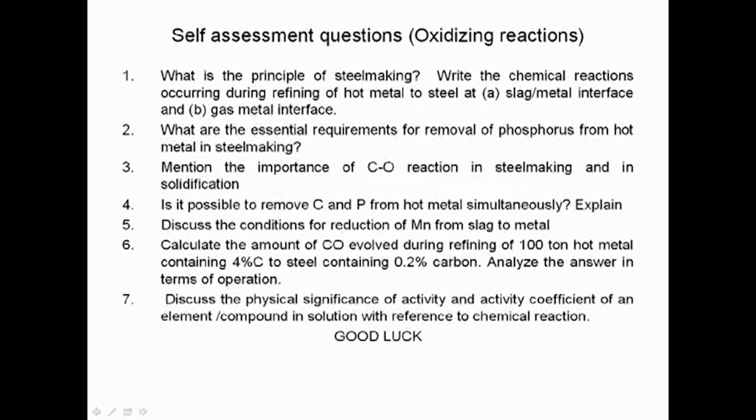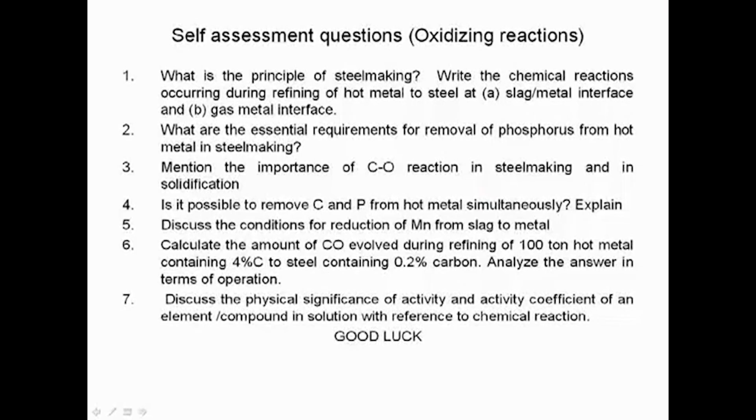One way is to provide good agitation, and it provides a rimming reaction during solidification. Is it possible to remove carbon and phosphorus from hot metal simultaneously? Explain. Just now I discussed in brief, towards the end of the lecture. I will request you to write down the equilibrium values, to calculate and get a feel that the simultaneous removal of carbon and phosphorus is possible only when the activity of P2O5 is drastically reduced, and that is the secret of success of modern steel making practice.